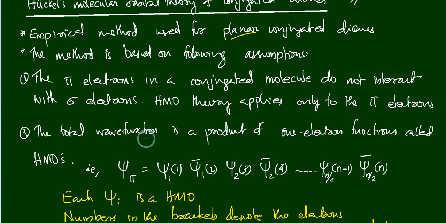The second assumption is that the total wave function is a product of the one-electron functions called Hückel molecular orbitals. That is the total wave function for the whole pi system: psi pi is equal to psi 1(1), psi 1 bar(2), psi 2(3), psi 2 bar(4), etc., up to psi n/2(n-1), psi n/2 bar(n). Okay, I will explain what these are.